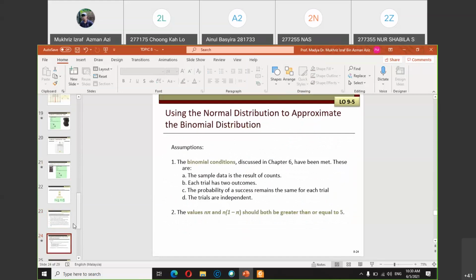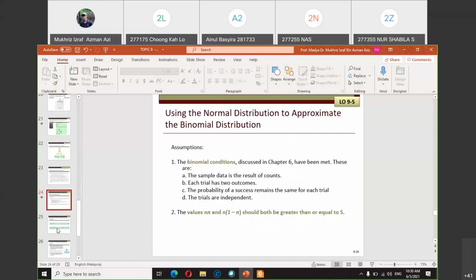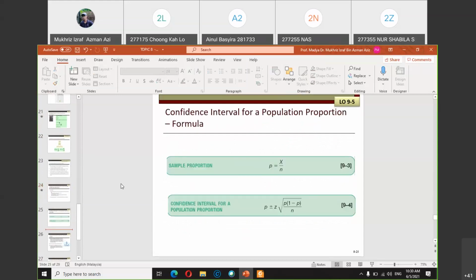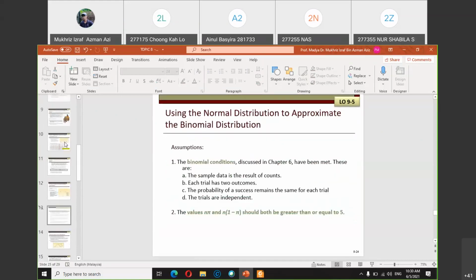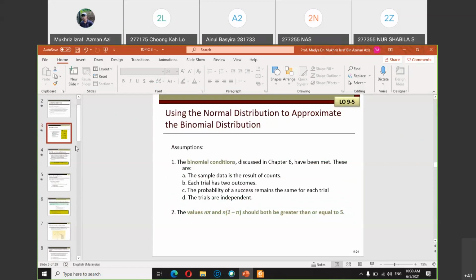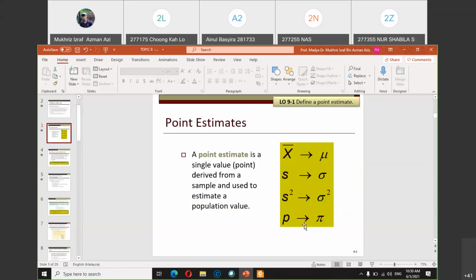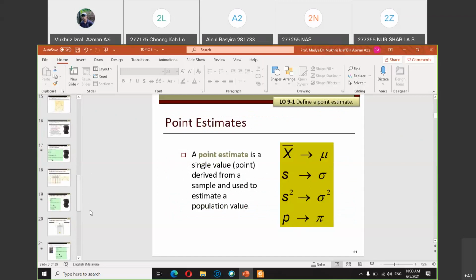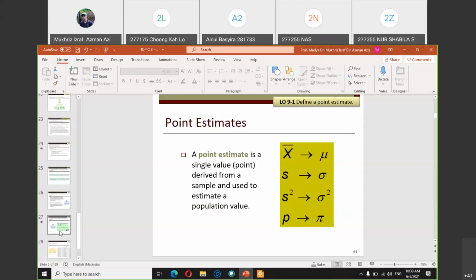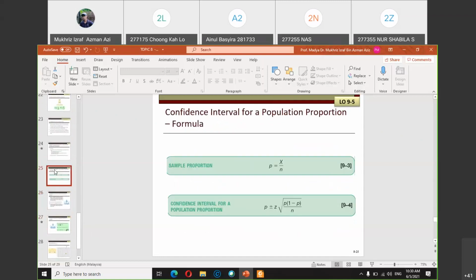We're going to skip this slide because it's not relevant to you. So how do you refer to proportion? The notation for sample proportion is P. If you recall from the earlier slide on the point estimate symbols, for the population proportion the symbol is pi, but the sample proportion is noted as P. So that's why you see this P here.